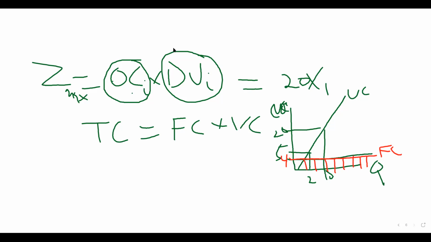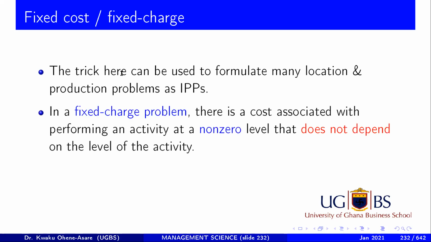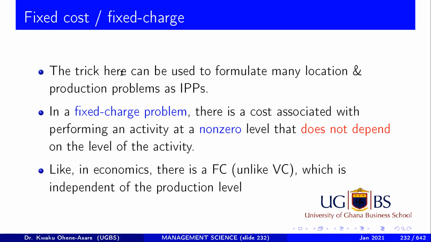Now, it's very important that you really pay attention to what we're about to discuss. So let's go. There is a trick when you are analyzing fixed cost or fixed charge. Here can be used to formulate many location and production problems as an integer program. In a fixed charge problem, and we're going to look at an example, there is a cost associated with performing an activity at a non-zero level. I've already said that. You still incur a cost when you perform the activity at a non-zero, that is, at a positive level. So you're still producing, and that does not depend on the level of production, or in this case, the level of activity.